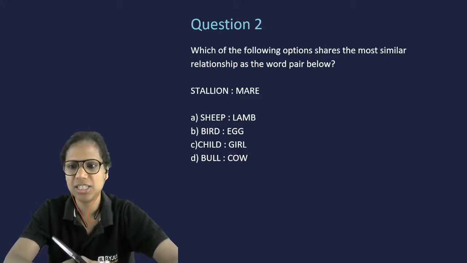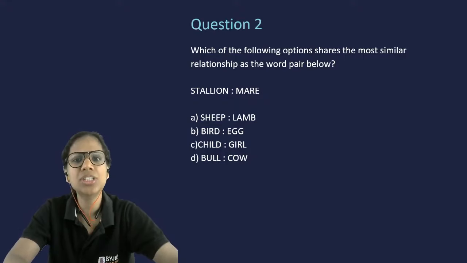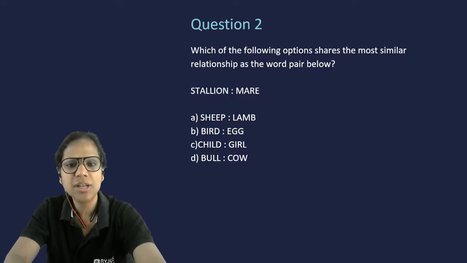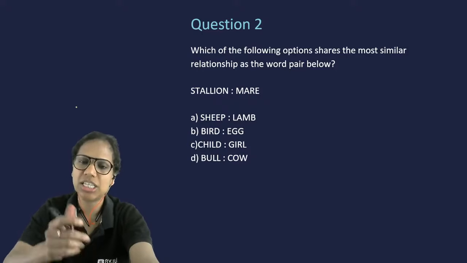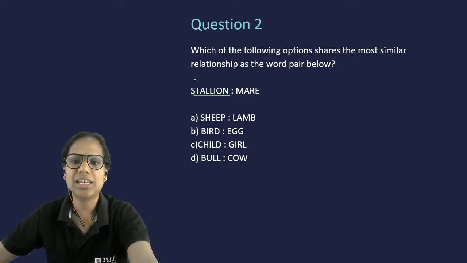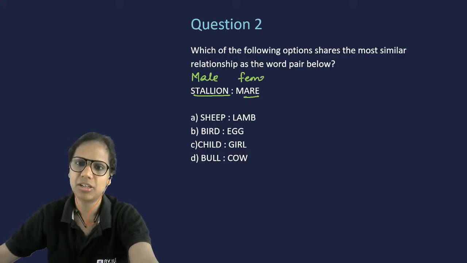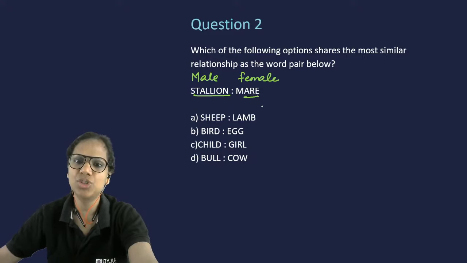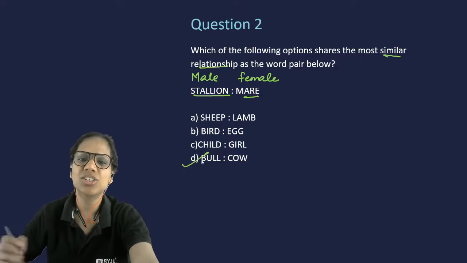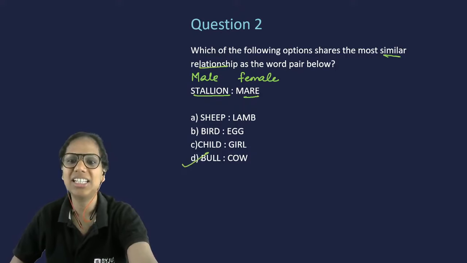Okay. Virendra says D. All right. So stallion is the male horse, mare is the female horse, right? So that is the relationship. In analogy questions, it's very important to first figure out the relationship of the question pair. If I don't know the relationship here, then it will be very tricky for me to identify the similar relationship, isn't it? So bull is to cow is going to be our answer here, D Delhi.